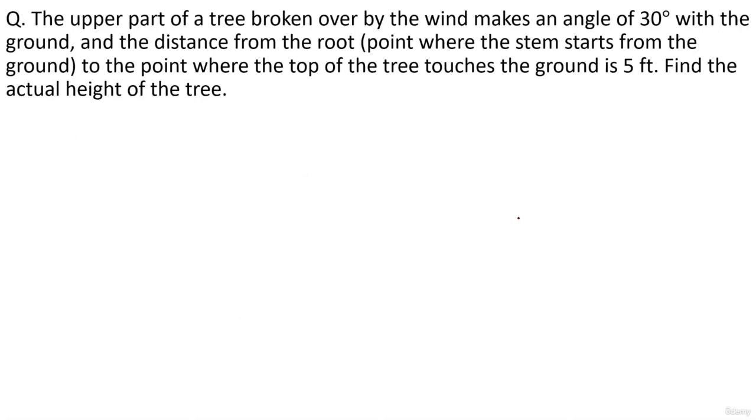The upper part of a tree broken over by the wind makes an angle of 30 degrees with the ground, and the distance from the root, that is the point where the stem starts from the ground, to the point where the top of the tree touches the ground is 5 feet. Find the actual height of the tree.